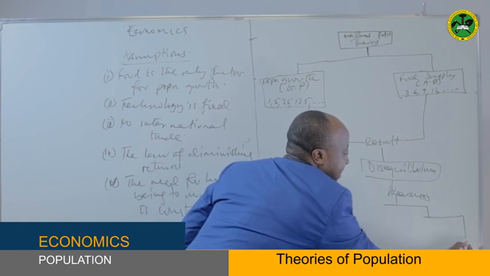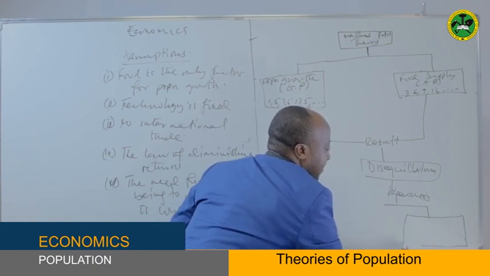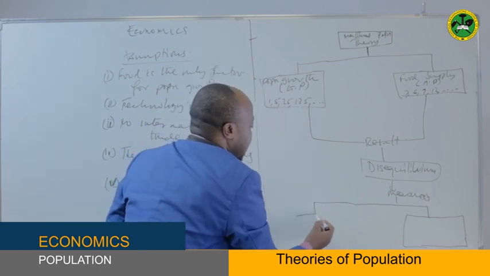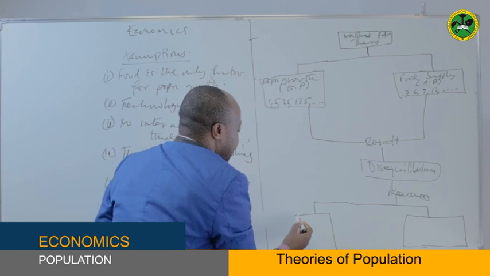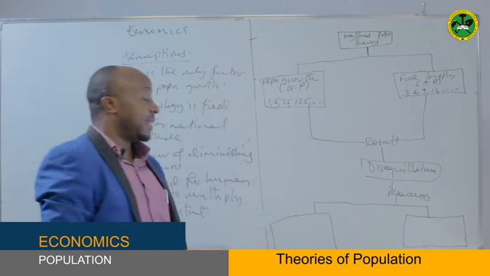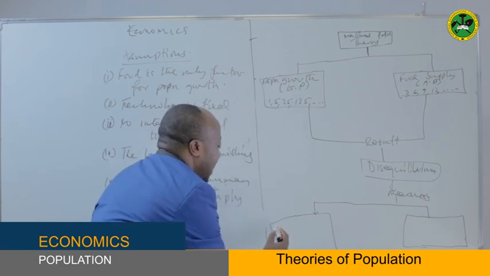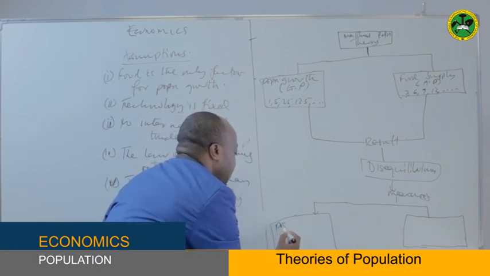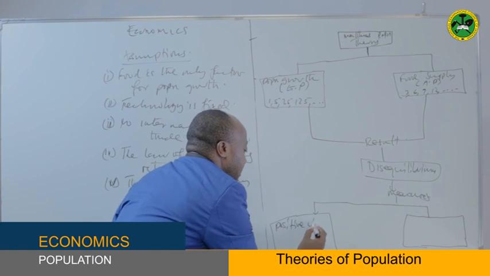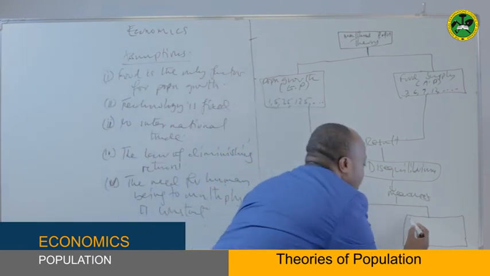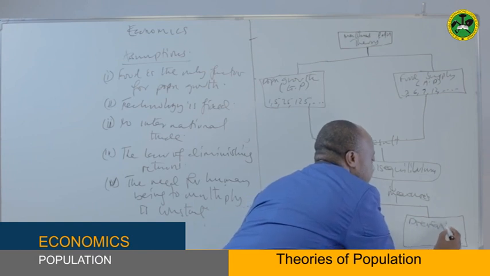These are measures. We're going to list them shortly. Again, here we have these measures. We're going to explain them in depth. Now, this side, the measures will be called the positive checks, which I'm going to explain. Then this side, we have the so-called preventive checks.